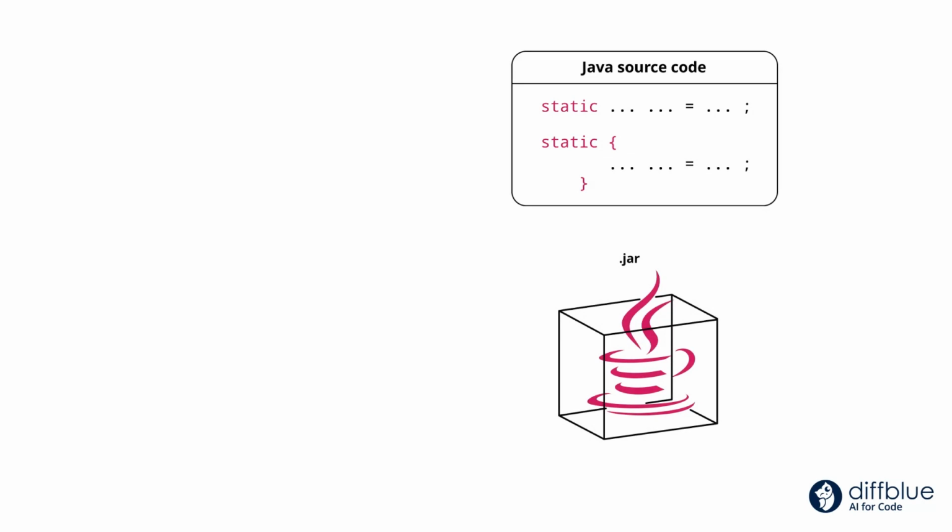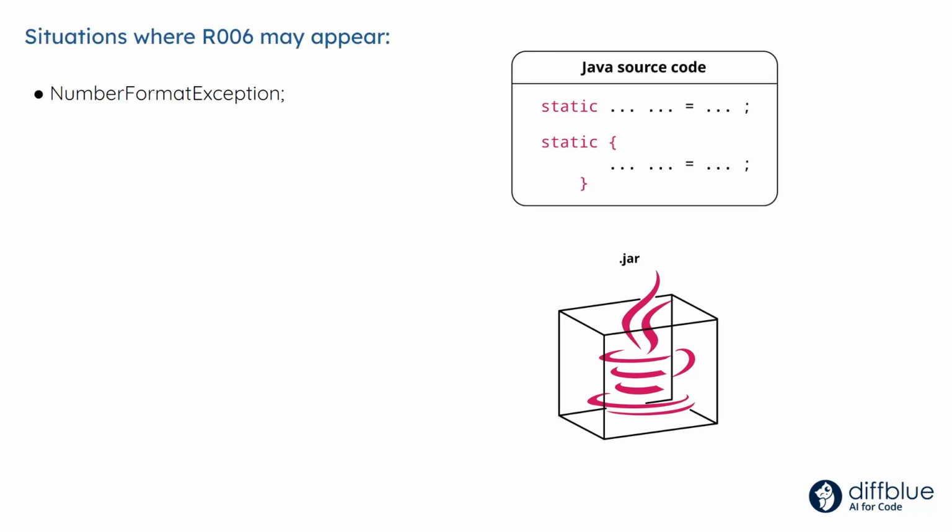In this video, we'll go through several situations when your Java code may result in R006 and explore a few workarounds which ultimately make your code more testable and increase unit test coverage. We'll see examples of NumberFormatException, ArithmeticException, and IllegalArgumentException, but there are many other ways in which static initializers can fail.